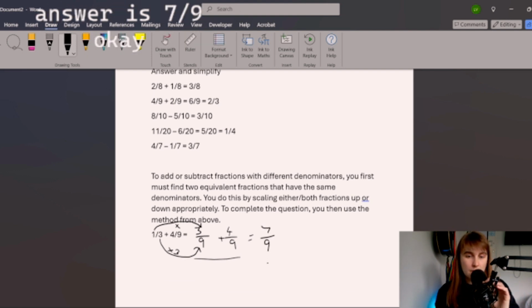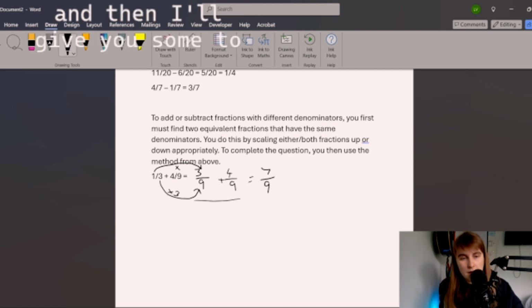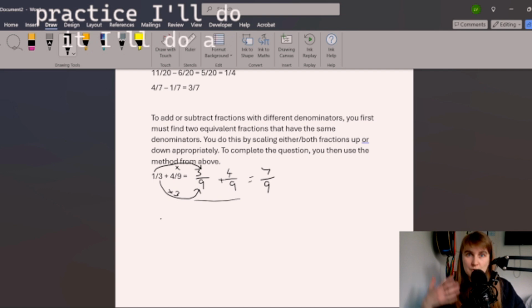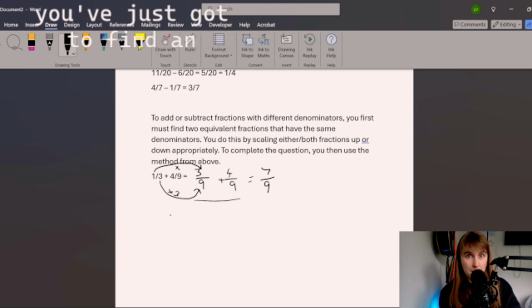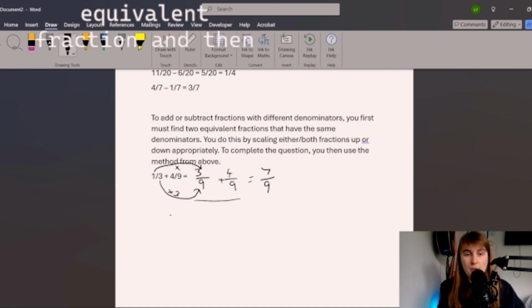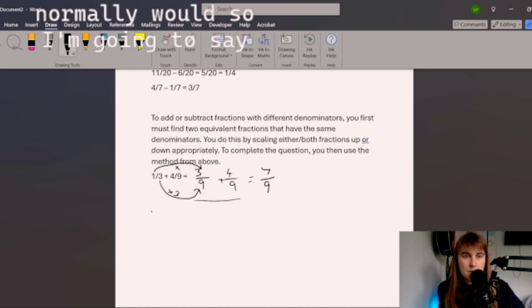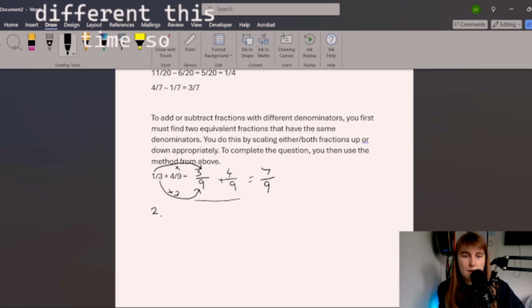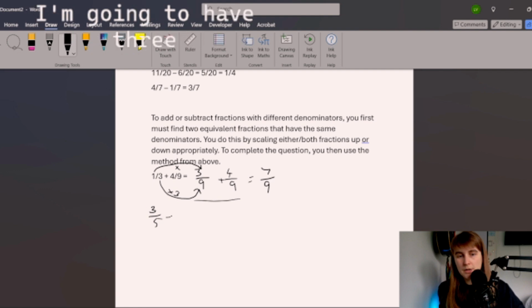Okay. I'll just do one more example and then I'll give you some to practice. I'll do a subtraction this time. The subtraction is the same process. You've just got to find an equivalent fraction and then subtract as you normally would. Let's make it different this time. Let's say I have 3/5 minus 1/4.